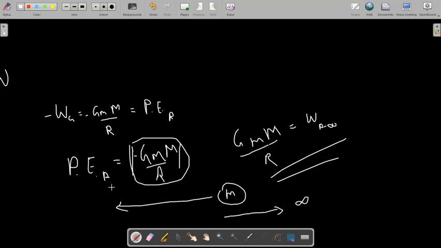That's it, guys. So this is how we prove that the gravitational potential energy at any point is negative, that is, minus GMm upon r.